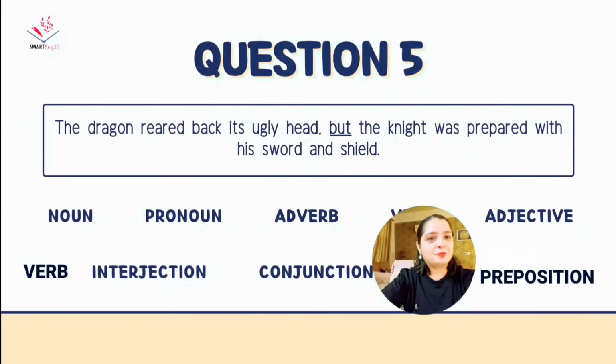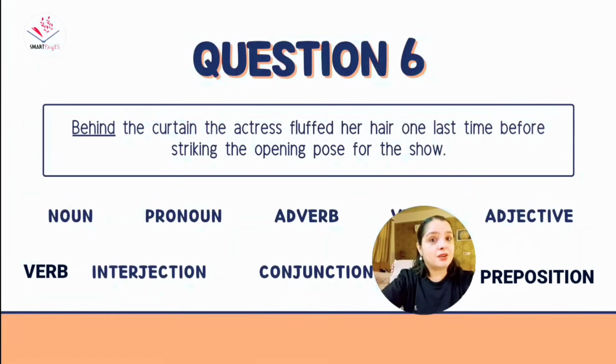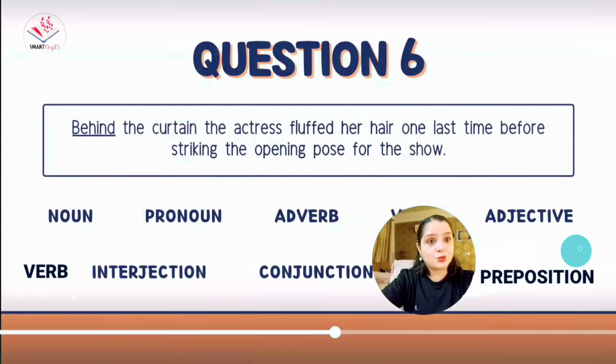Next sentence. But. Let me give you a hint. It's joining 2 sentences here. Oh, you are so smart. You guessed it right. It is a conjunction. Behind the curtain. So it denotes position here. Let's guess it. Yes, you guessed it correct. It is a preposition because it shows position.